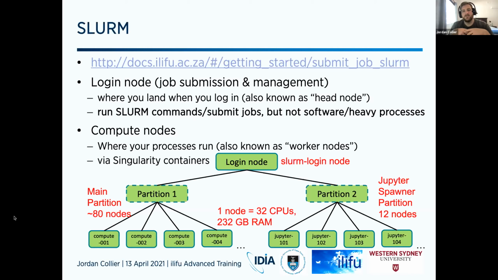The place you want to do that is on the compute nodes, also known as worker nodes. And this is where your processes run. So you run your SLURM commands, it will submit jobs that then run on the compute nodes. And generally this is done by Singularity containers. So in this schematic, you can see we've got the login node. We have 2 examples of partitions, and these are essentially groupings of compute nodes. So in the main partition, we usually have about 80. And then in another partition, like the Jupiter spawner, we've got 12.